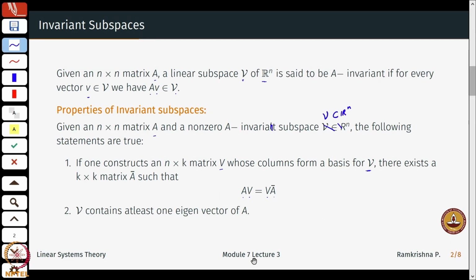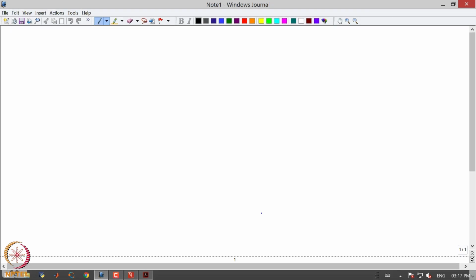In addition, it also has another very useful property: this curly space V, which is the subspace that is of interest, has at least one eigenvector of A. Okay, so we will begin by proving this. What we want to prove is that this V contains at least one eigenvector of A.